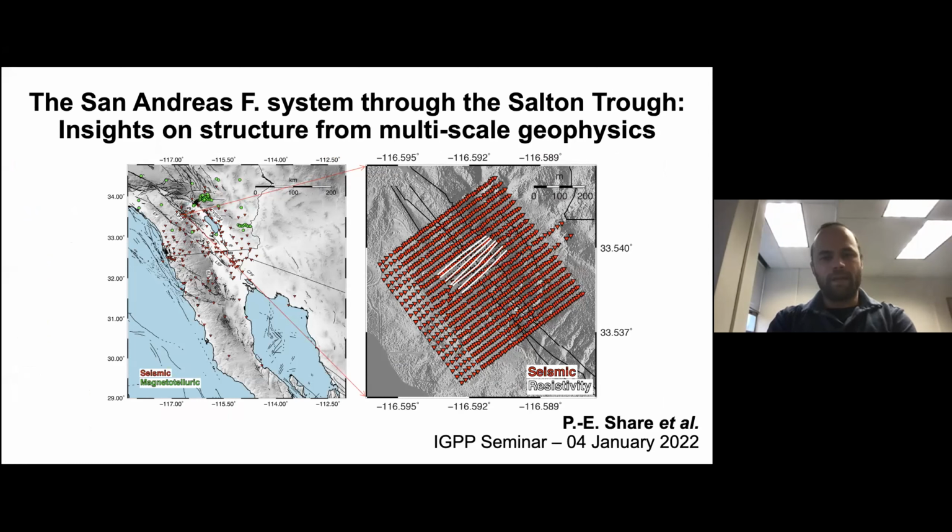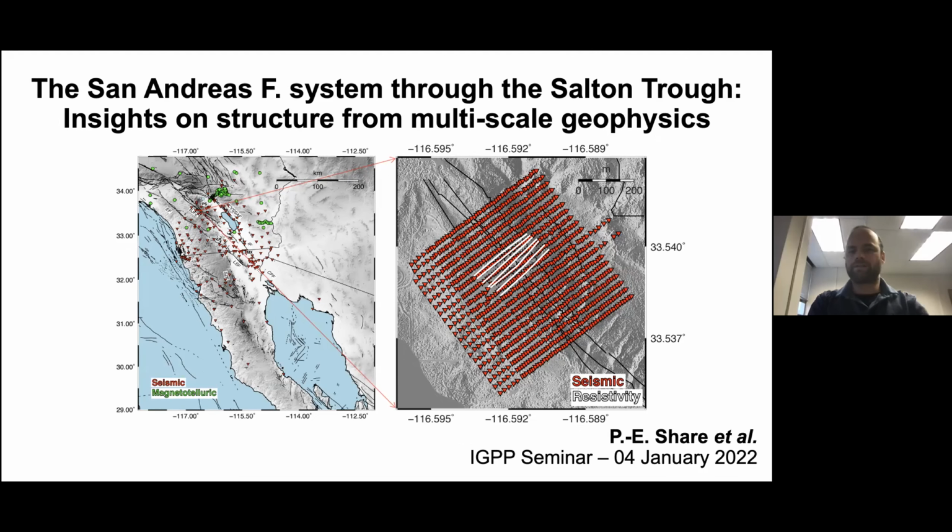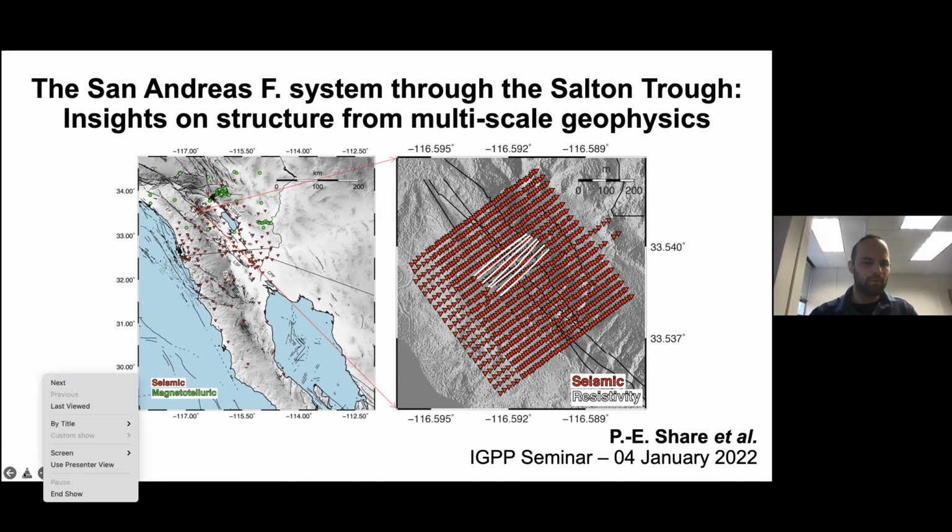So, Dan read the title. It's going to be focused very much on Southern California, Northern Baja California. And in the title is the term multi-scale. And so just to give you an idea what I mean by that, on the left, we are going from, let me just, whoopsie. So I'll just use my cursor.